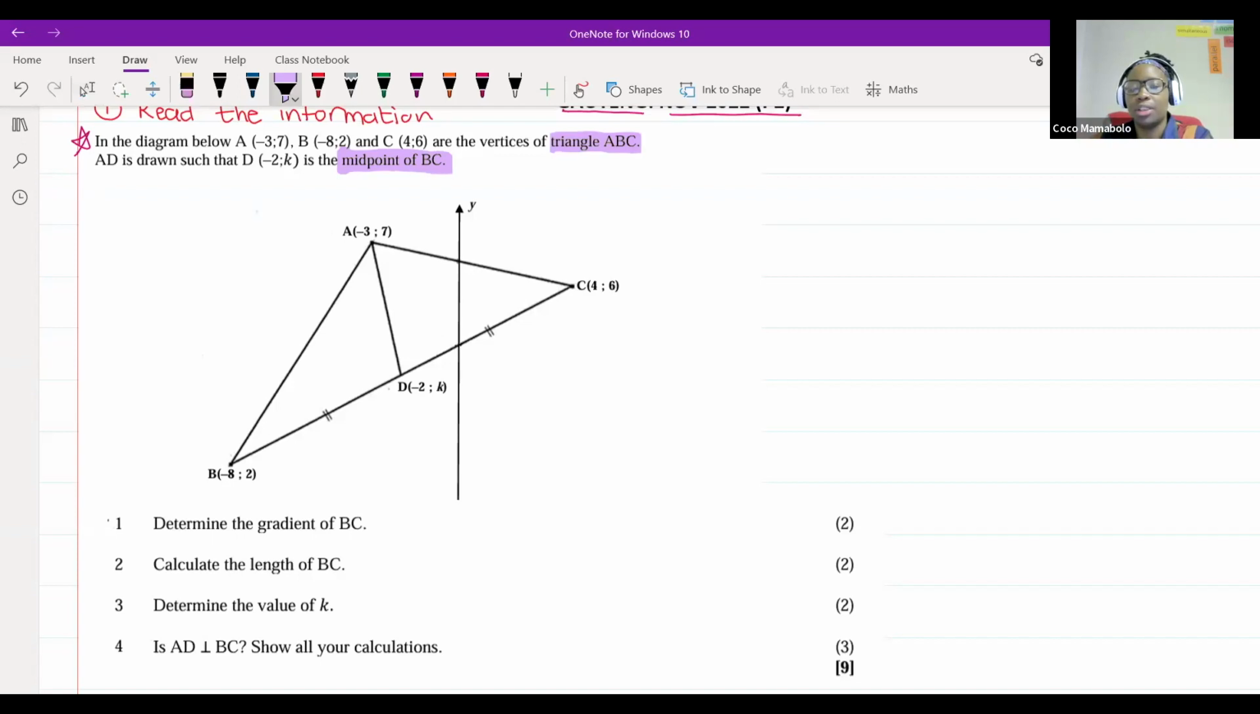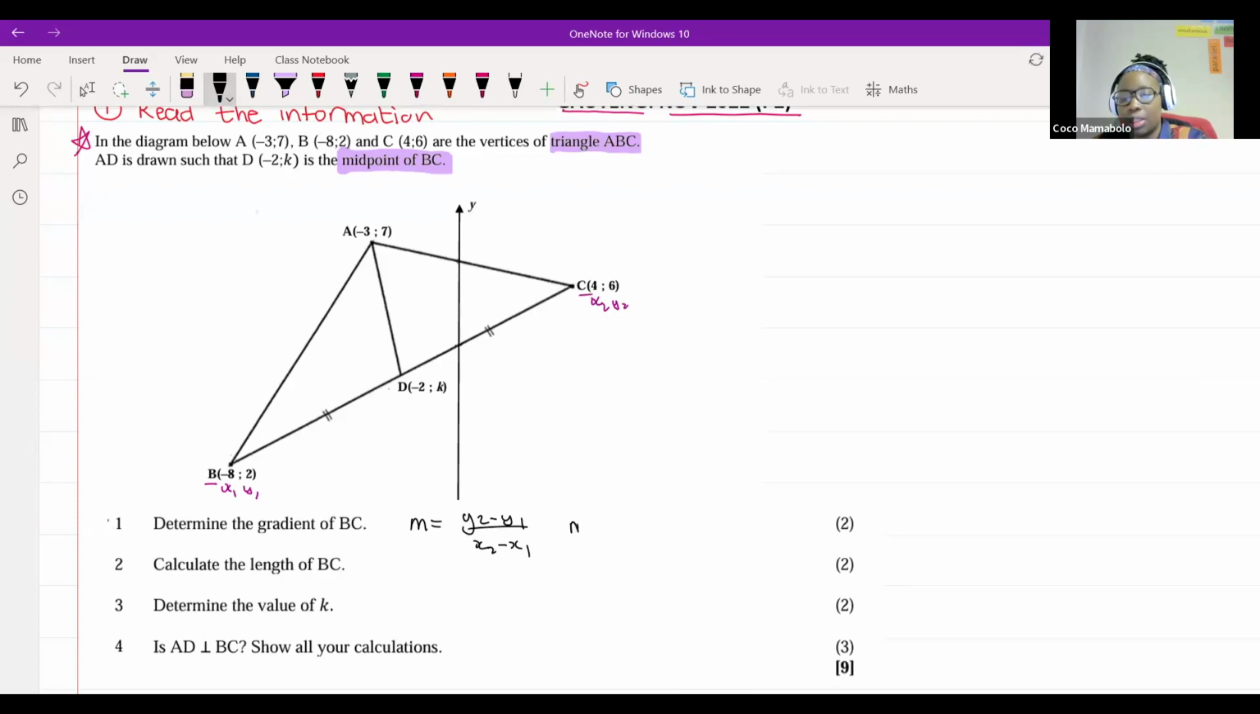It says, determine the gradient. So I know for the gradient, m is equal to y2 minus y1 over x2 minus x1. And they say they want the gradient of line BC. So I know I'm using that value and that value. First thing I'm going to do is label. I'm going to start by naming this x1 and y1, and I'm going to name this x2 and y2. And then I'm just going to substitute.